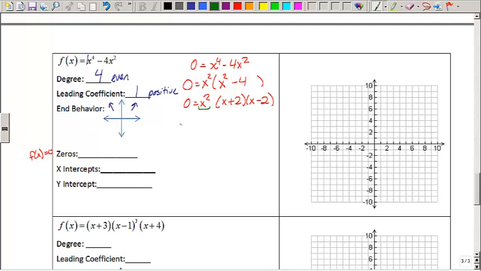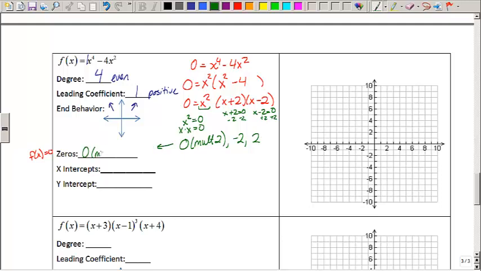Looking at the first factor, x squared, if I set that equal to 0, that's giving me a 0 of 0, but there's 2 of them. And the reason there's 2 of them, or a multiplicity of 2, is because we have 2 factors of x. For the factor x plus 2, if I set that equal to 0, I'm getting a 0 of negative 2. If I set x minus 2 equal to 0, I'm getting a 0 of positive 2. So that is my zeros.